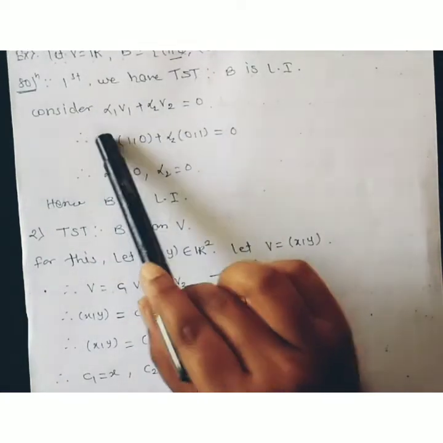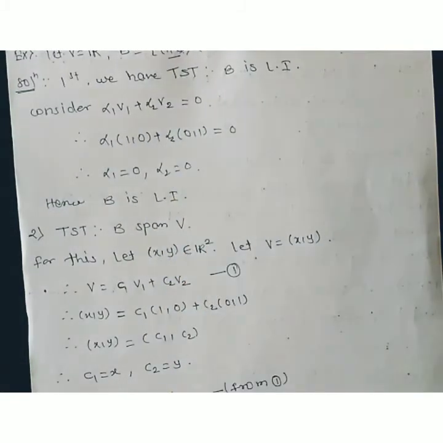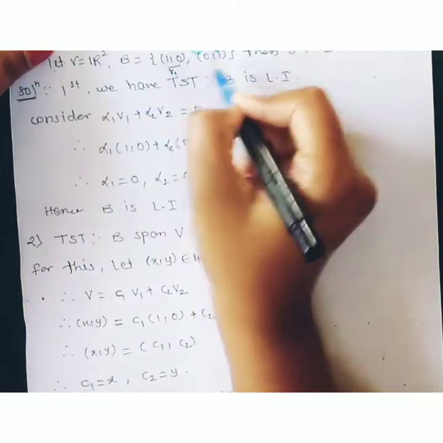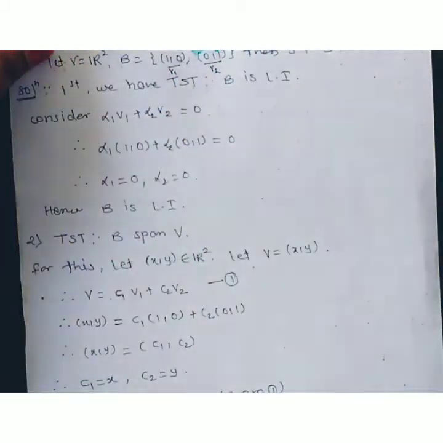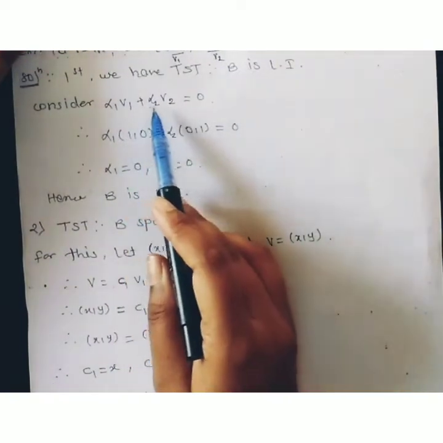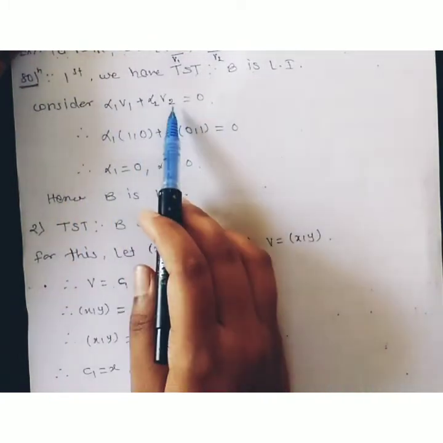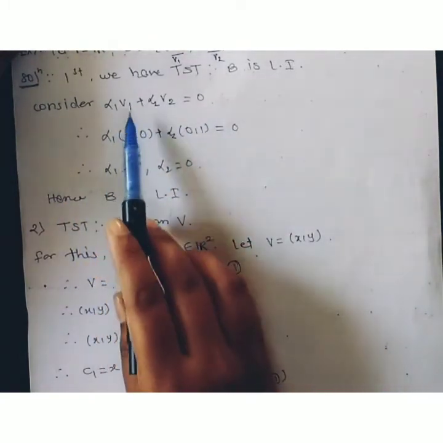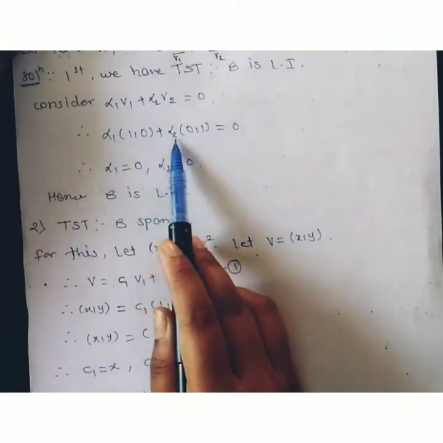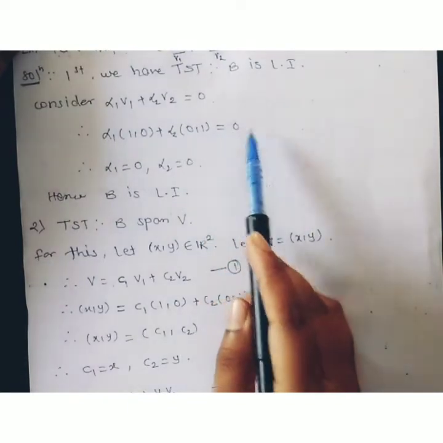Then consider the condition alpha 1 v1 plus alpha 2 v2 is equal to 0, where v1 is the first element and v2 is the second element. Then put in the values of v1 and v2. Therefore, alpha 1 into v1, where v1 is (1, 0), so alpha 1 into (1, 0) plus alpha 2 into v2, whose value is (0, 1), is equal to 0.